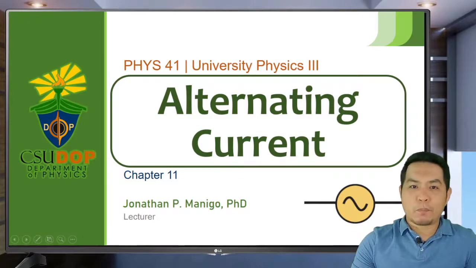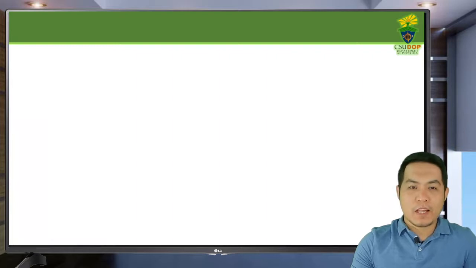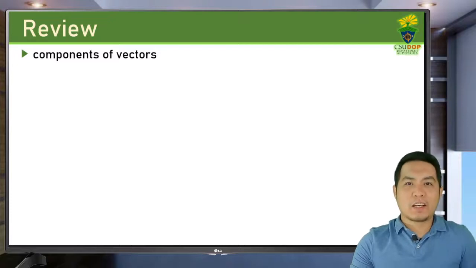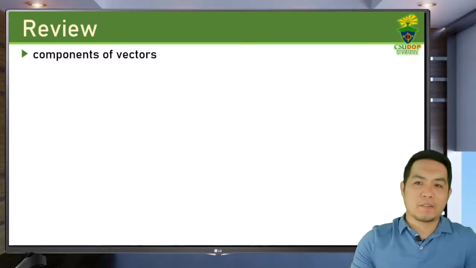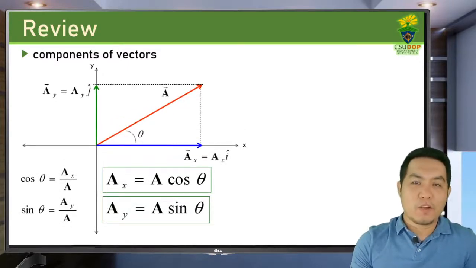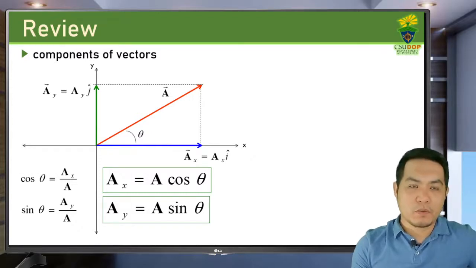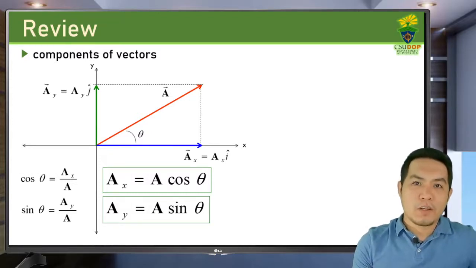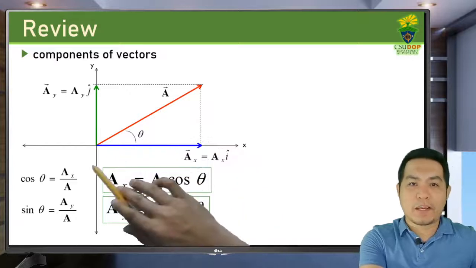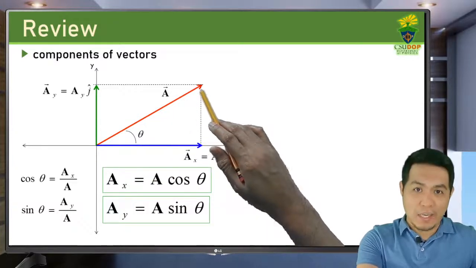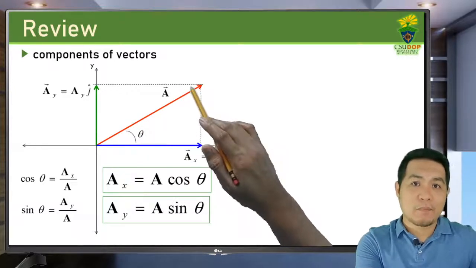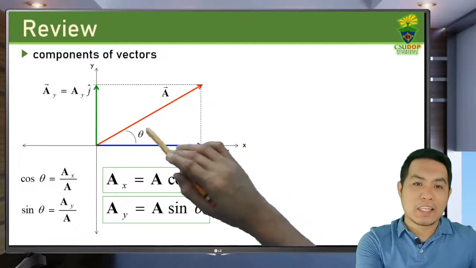Before we proceed with the first lesson for this chapter, let us first review the concepts that we need. We actually need the concept of vectors. In your mechanics, Physics 21, University Physics 1, you learned about vectors. A vector has a magnitude and direction. The vector is represented by this arrow. The length of this arrow is the magnitude of the vector, and the direction of the vector is given by this angle theta.